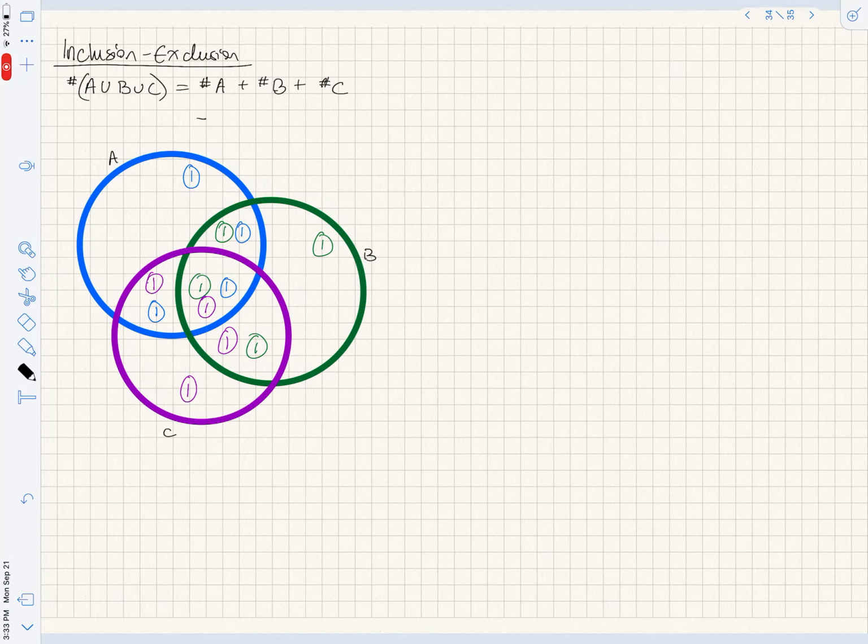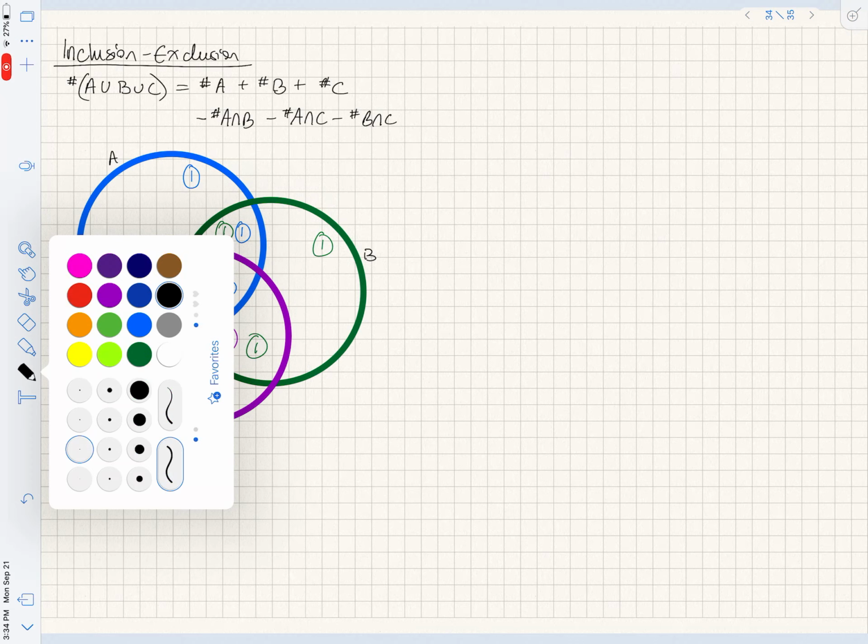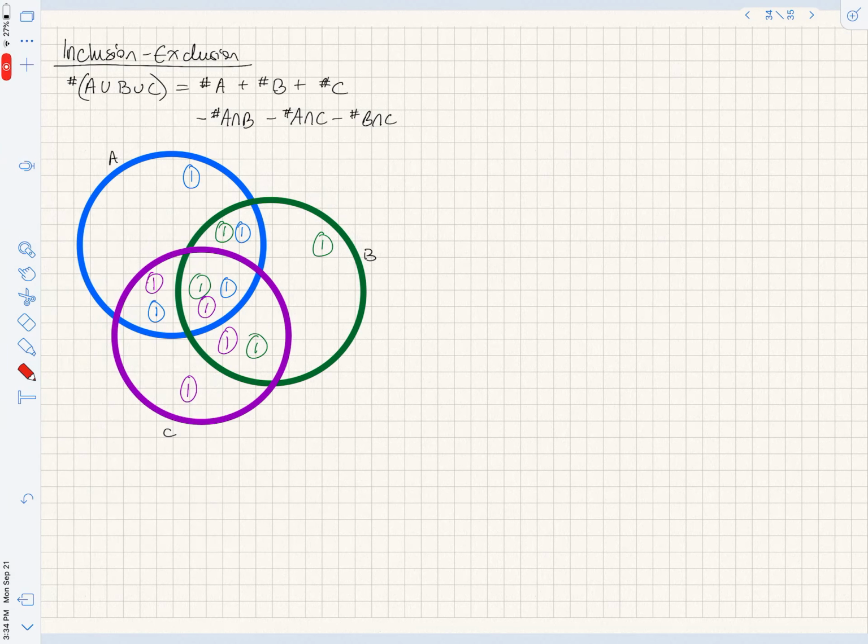Okay, so I'm going to correct for that by subtracting away. So what I'm going to do is subtract the size of A and B, and the size of A and C, and the size of B and C. And now when I do that, if I'm going to subtract A and B, then I'm going to take 1 out of this and 1 out of that. And when I subtract A and C, I'll take maybe this one and this one. And when I take B and C, I'll take away this one and this one.